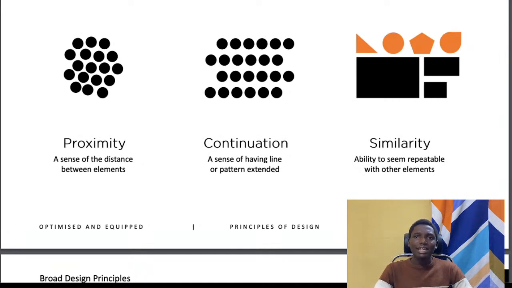You need to understand that there is no way you are going to be designing a text on an image, and the text and the image will not be in alignment, and the text and the image will not lead to one another. You must understand that in this continuation principle, you must balance your design in a way that it must have the sense of lines or pattern extended.